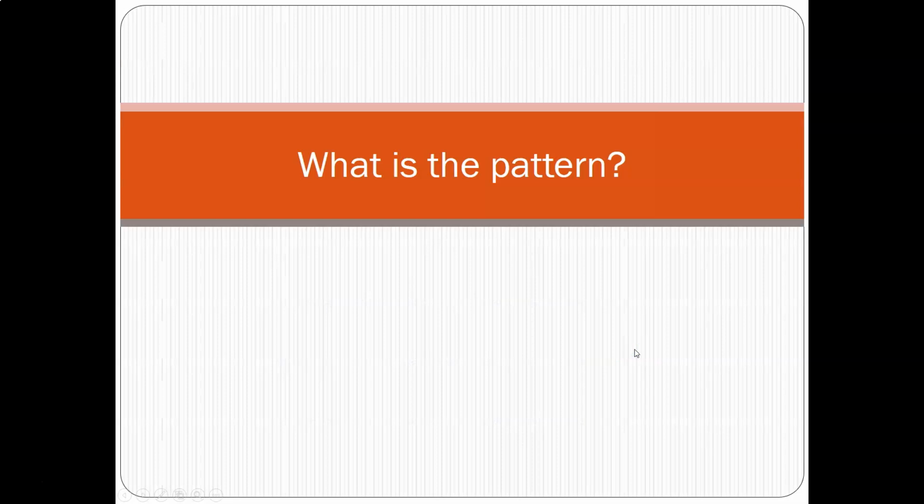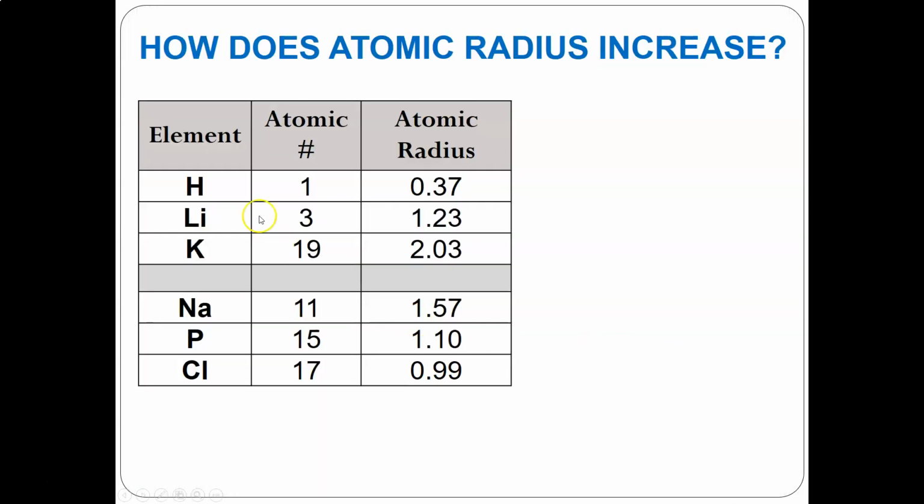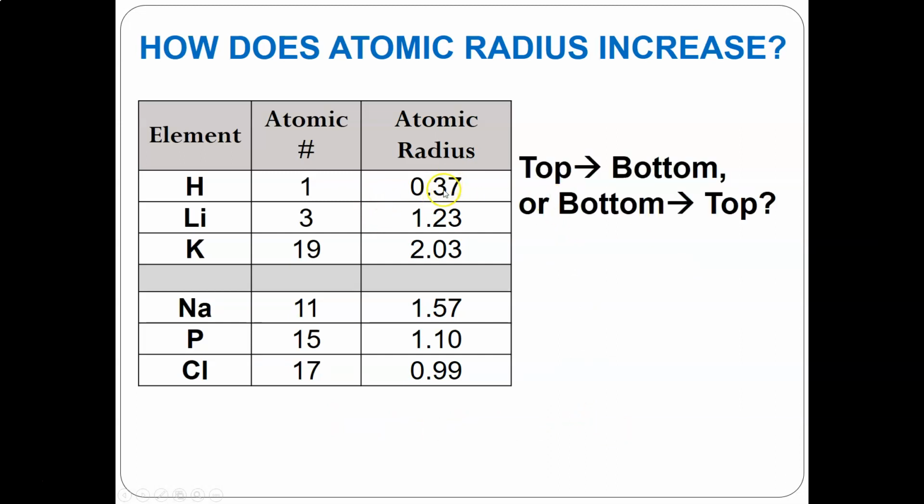So next, what's the pattern? I'm going to show you some actual numbers for these radii so we can see how they go. So we have hydrogen, lithium, potassium as we go down a group, and then here we have sodium, phosphorus, chlorine as we go horizontally across a period. So you can see as we go down the group, what happens? Does it get bigger going top to bottom or bottom to top?